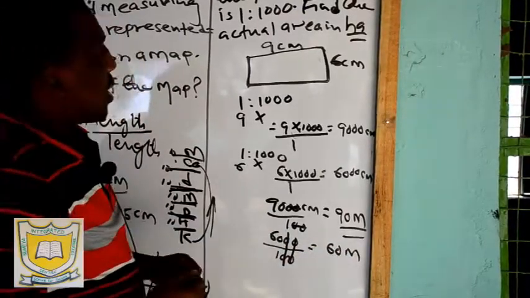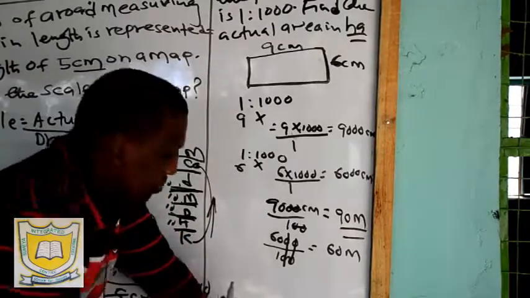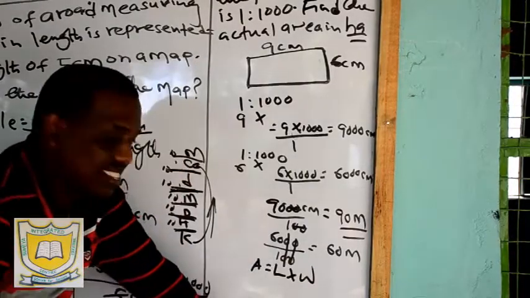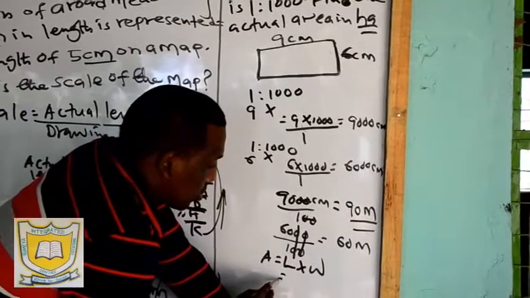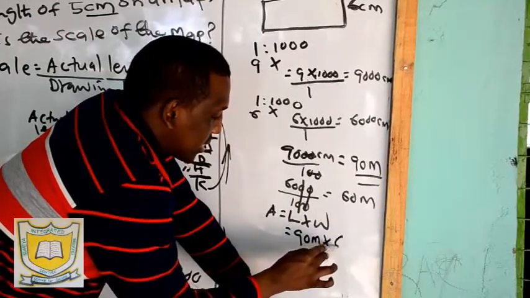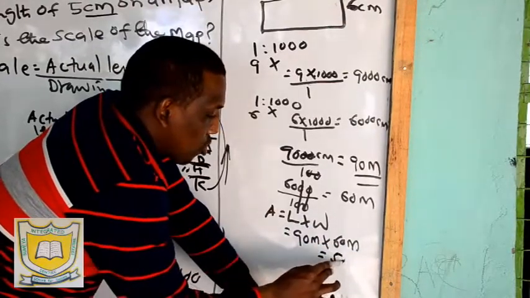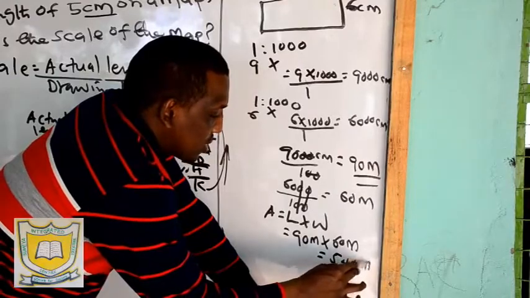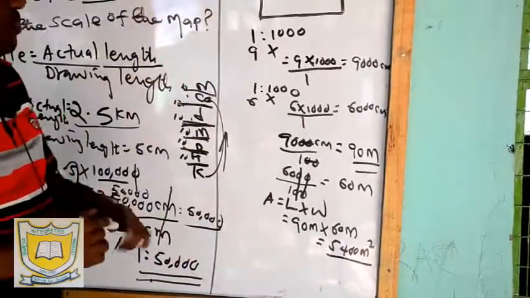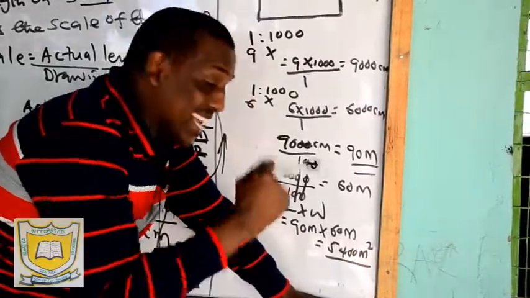Now let us find the actual area. This is a rectangle. Area is equal to length times width, which is equal to 90 meters multiplied by 60 meters, which is equal to 5,400 meters squared. But they don't want it in meters. You are told to find the actual area in hectares.